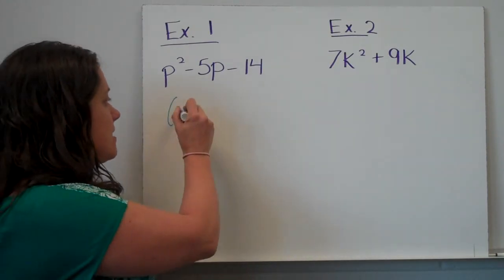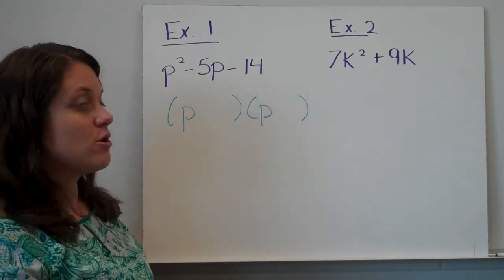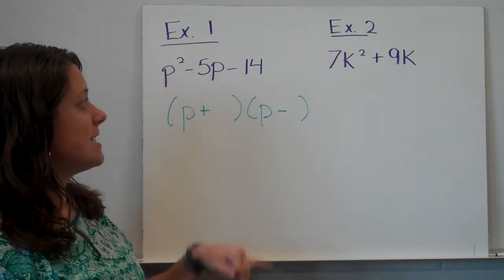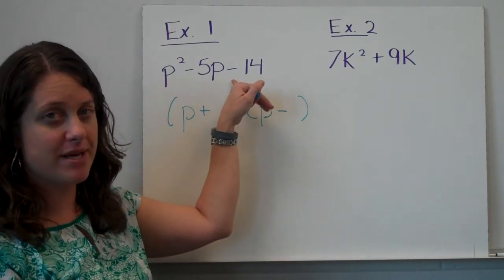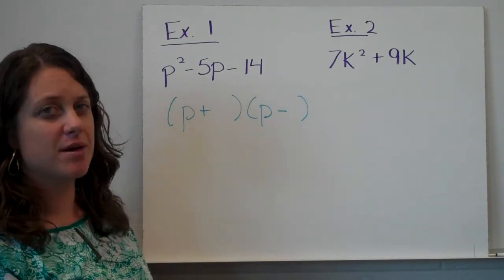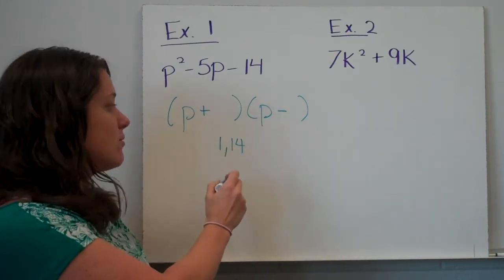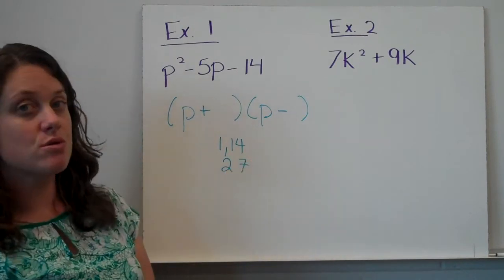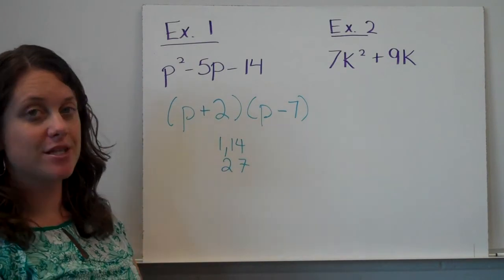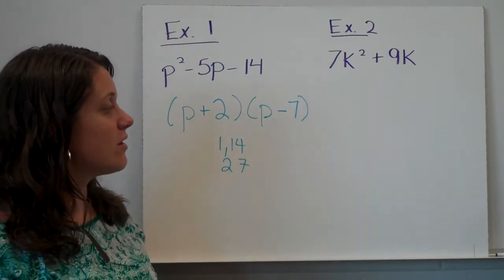All right, p and p. So I know that one of these must be a plus and one must be a minus. Since that's a negative sign, I know it needs to multiply to make negative 14, but add to make negative 5. So now I'm going to think about 14, so that's 1 and 14. No, that's not going to work. 2 and 7. Ooh, that might work. 7 and 2. And then I can go back and check my work and make sure that that works, and it does.